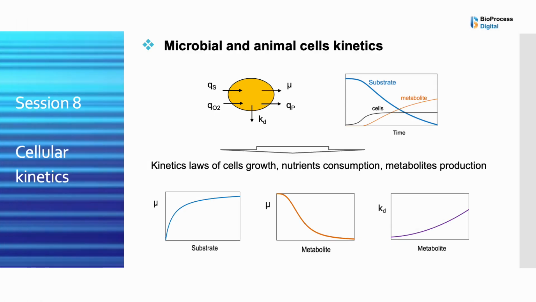The rates of cellular conversion reactions are the primary governing phenomena in microbial fermenters and animal cell culture bioreactors. In Session 8, you will learn the kinetic laws governing cell growth and death, nutrients consumption, production of metabolites and recombinant proteins, how these rates are influenced by the concentrations of nutrients and metabolites in the surrounding medium.